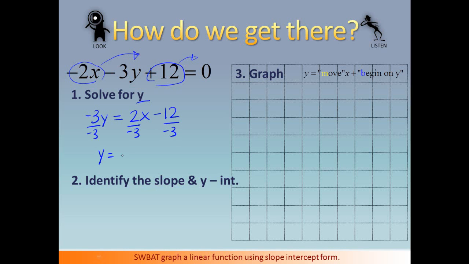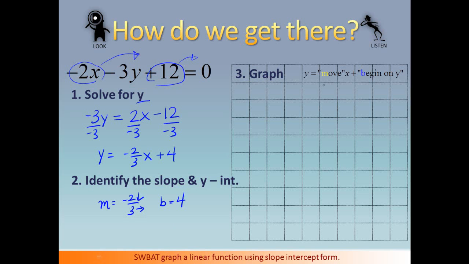And then you get y equals negative 2/3 x, negative negative is a positive, 12 divided by 3 is 4. Second step, identify the slope and the y-intercept. So the slope we can clearly see is negative 2/3. So we're going to go down to the right 3 from our y-intercept, which is 4. And we're ready to graph.